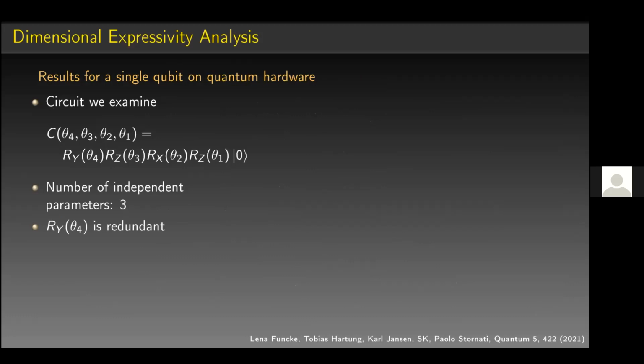So this was a lot of theory, but just to show you that this actually works in practice, here are some results. We checked an example on actual quantum hardware given by this circuit here. We apply 4 rotation gates, first a Z, then an X, then a Z, then a Y rotation gate. It's fairly easy to see that the number of independent parameters is just 3. The 4th rotation gate is redundant, so it's not generating anything physically useful.